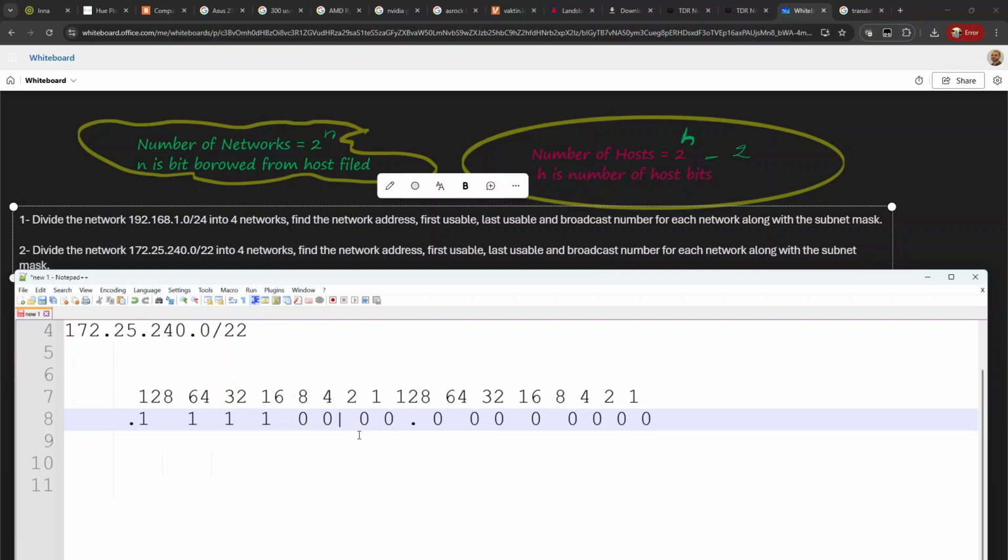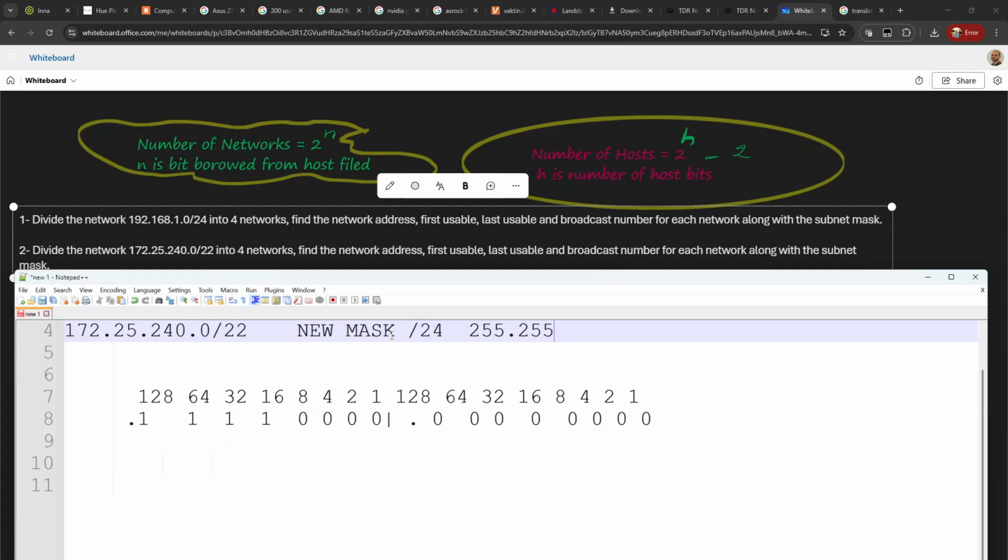I'm going to need to borrow 2 bits, so 1, 2, and then I'm going to draw another vertical bar right here. I'm going to delete the old one. That will be the new subnet mask. So the new mask will be /24. Okay, /24 means that in the subnet mask, all 24 bits are turned on.